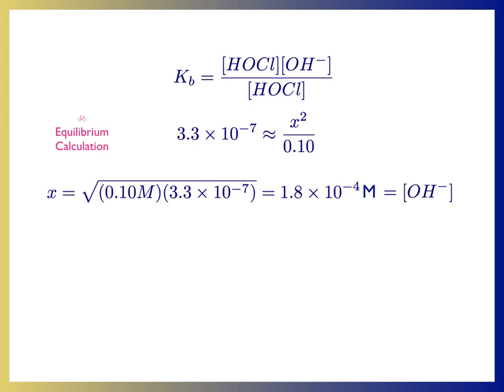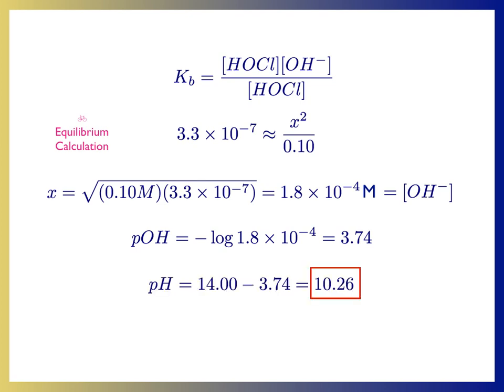There are many ways to go about calculating the pH from this point. The way we will use is to first calculate the pOH of the solution, which is equal to the negative log of our hydroxide ion concentration. This turns out to be 3.74. To get the pH, we can use the relationship that pH plus pOH is equal to 14. This comes directly from the Kw expression. If we subtract our pOH from 14, we get the pH of the solution, which is 10.26.